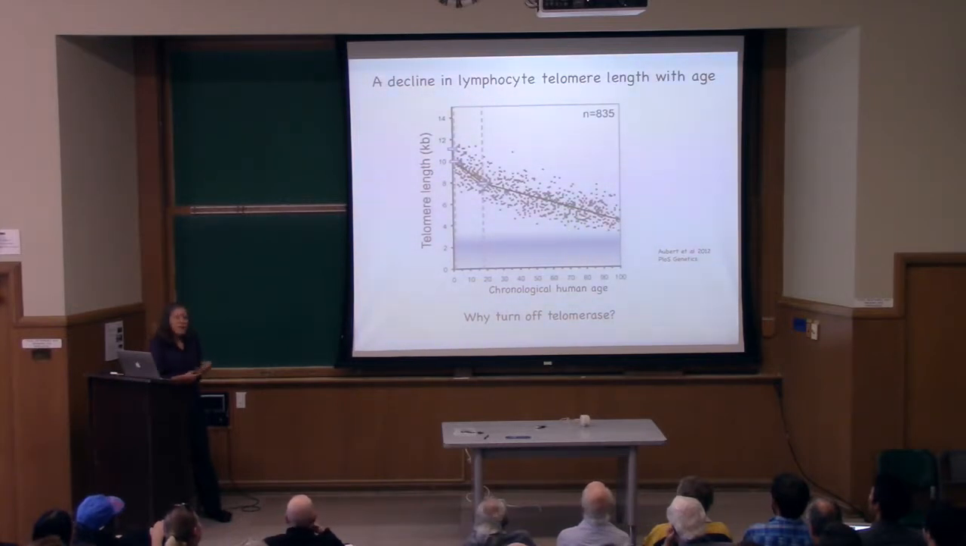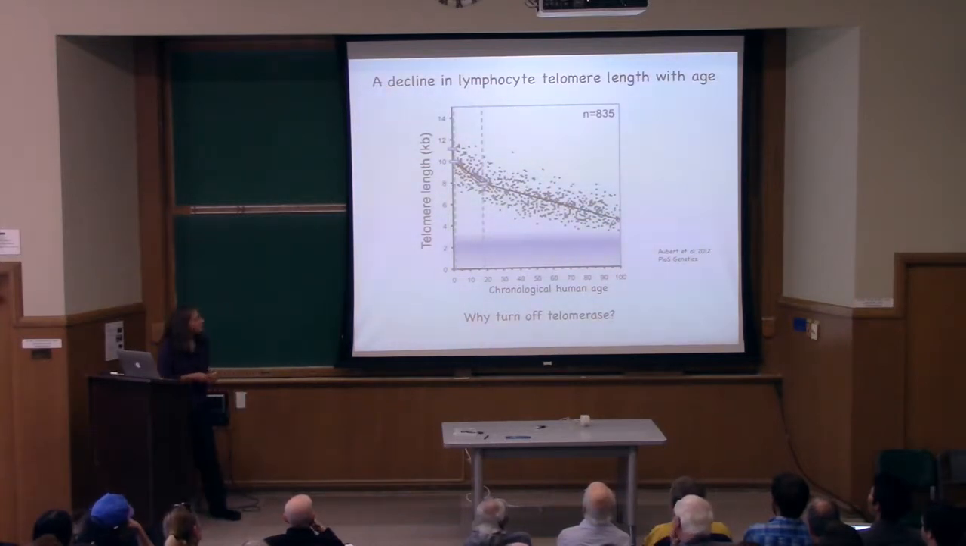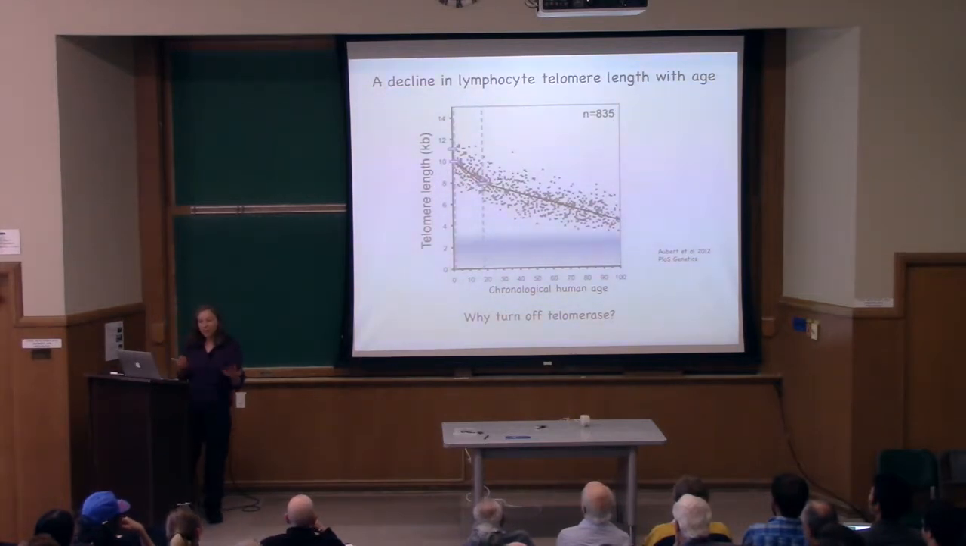But you can imagine that at least in some people, under some circumstances, chronic infection, for example, you do use this up. You use up your telomere reserve. So that begs the question, why turn off telomerase in the first place if you're going to be able to use it up?